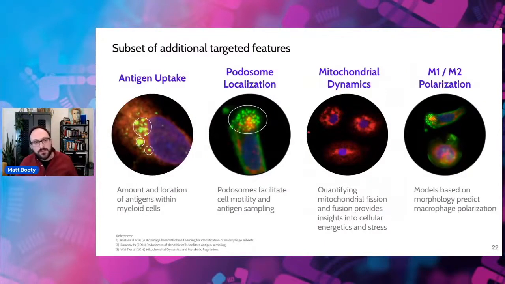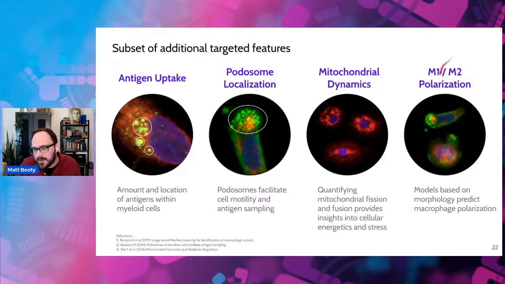The list goes on with targeted features, and really we can build out any number of things depending on what we're interested in for a particular screening campaign. With antigen discovery or with adjuvant discovery and innate immune activators, we were keen to look at antigen uptake. You can do this by providing fluorescent proteins or dextrans and actually quantify their localization within myeloid cells. Podosomes are often seen with activated myeloid cells. These are actin-rich protrusions associated with cell motility and also antigen sampling. Mitochondria as well are quite rich in information. By quantifying fission and fusion events, you gain insight into cellular energetics and even the stress condition of your cells.